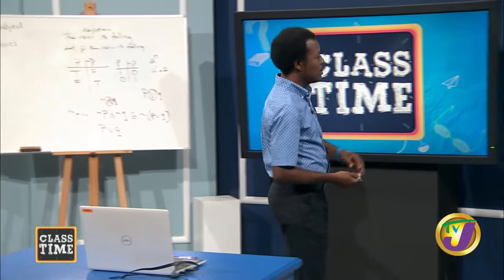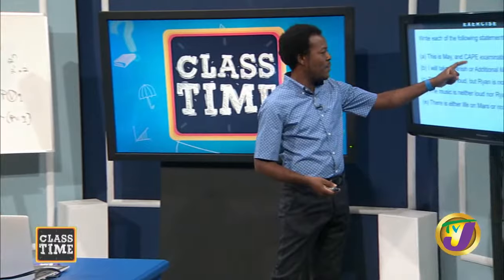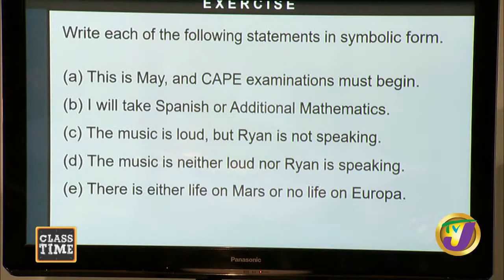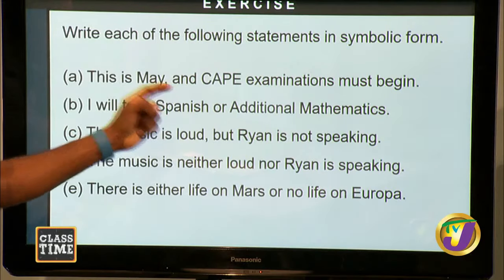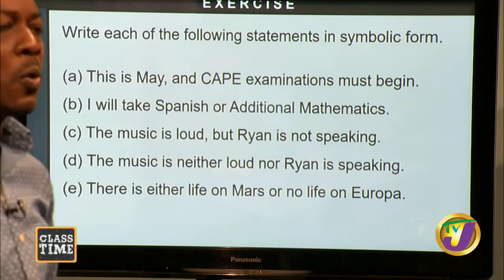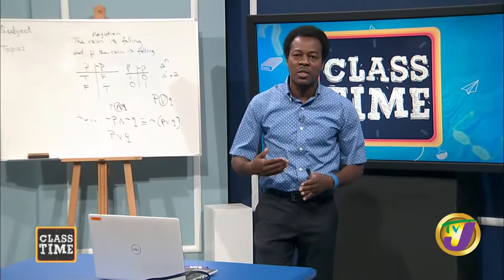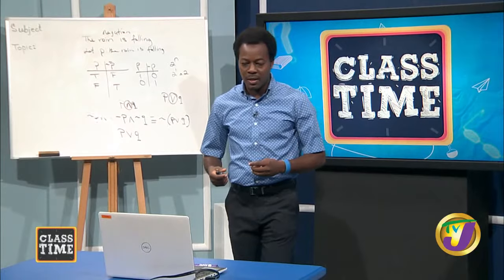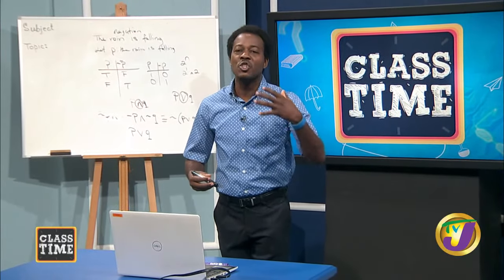So the first one: this is me, and CAPE examinations must begin. This should be nice and easy for us, because the key word here is and. If you notice, I left out some premises for you to develop your own. This is logic and reason. It's for you to think critically for yourself. That is where the country is heading with education. So you can create your own variables.